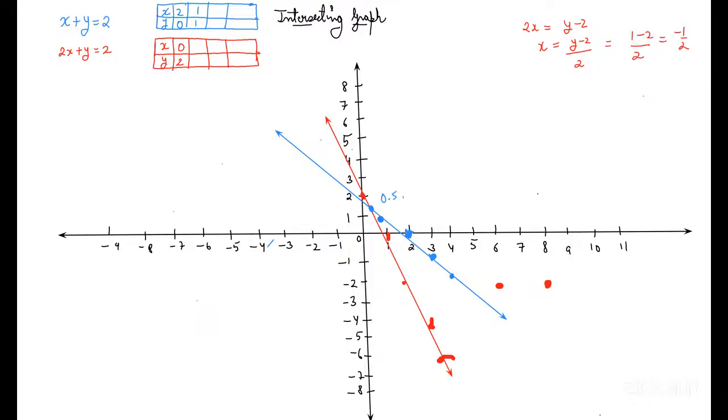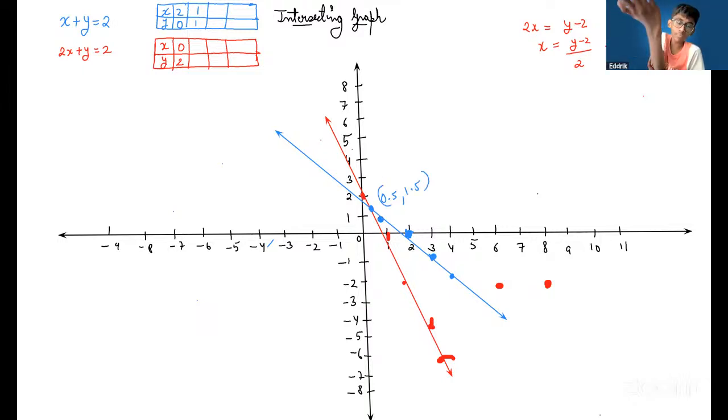Yeah, this will be the point, 0.5 comma 1.5. This will then be the answer. It'll be wrong, sir, because 0.5 into 2 is 1. 1 plus 1.5 is 2.5, not 2. The answer is 0 comma 2.